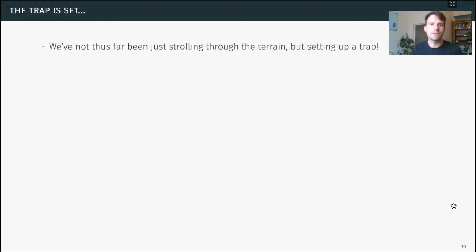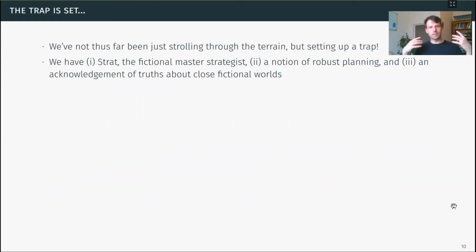Now, so far, the intention has not been for us just to stroll through the terrain and observe various things about how fictions work. Rather, there's a kind of trap being set up. Why? Well, so far we've got our fictional master strategist, Strat. We've got a notion of what it is to plan in a robust way. And we've got an acknowledgement that there are truths about close fictional worlds in fictions.